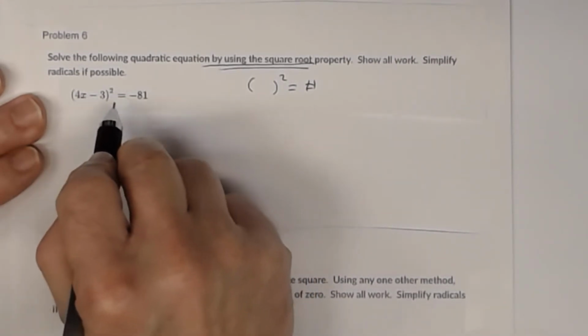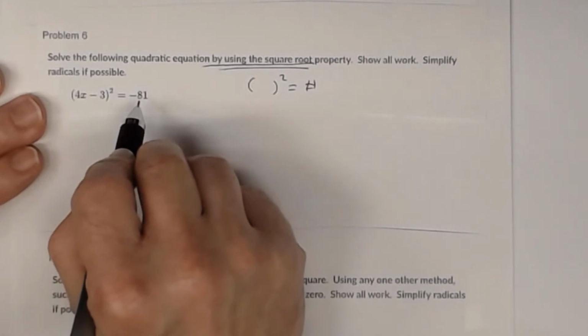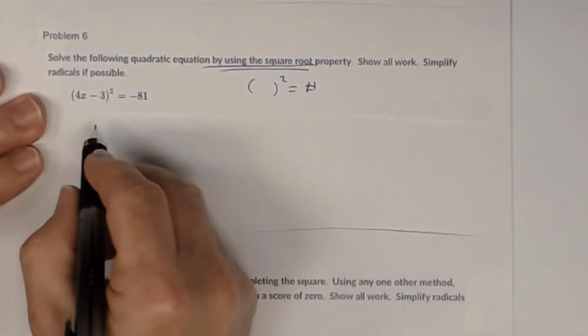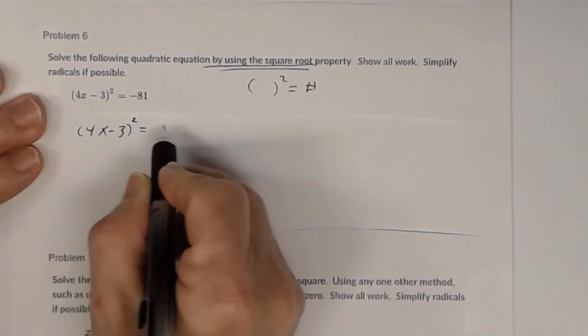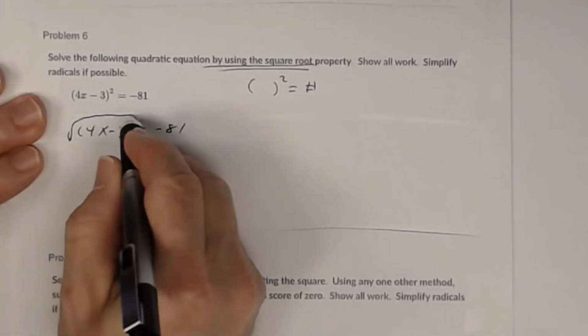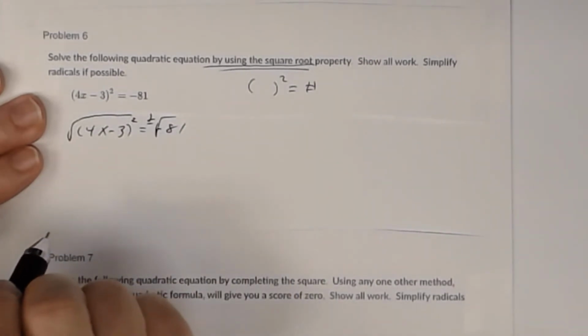Some expression squared equal a number. Now that number is negative, and we're going to remember how to deal with that, but that's when you can use the square root property. So the next thing you're going to do is say this. So basically, you're going to do this. So all I did was rewrote the problem. So you can take the square root of both sides, just like that. Now remember, you take the square root of both sides, you got to do that plus or minus.